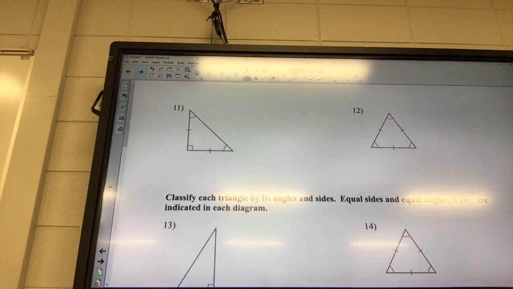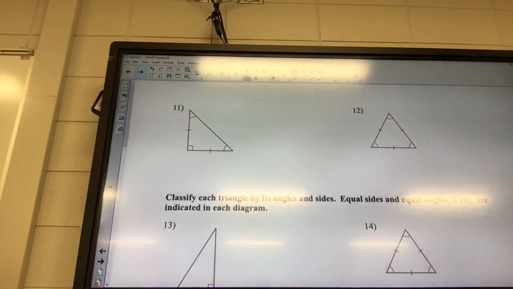Then we have our 3 angles. We always look at the biggest part. So this one is going to be an obtuse, and that means bigger than 90 degrees. It's got to be bigger than a right angle. A right triangle is going to have a square, which means it's exactly 90 degrees. This is a right.